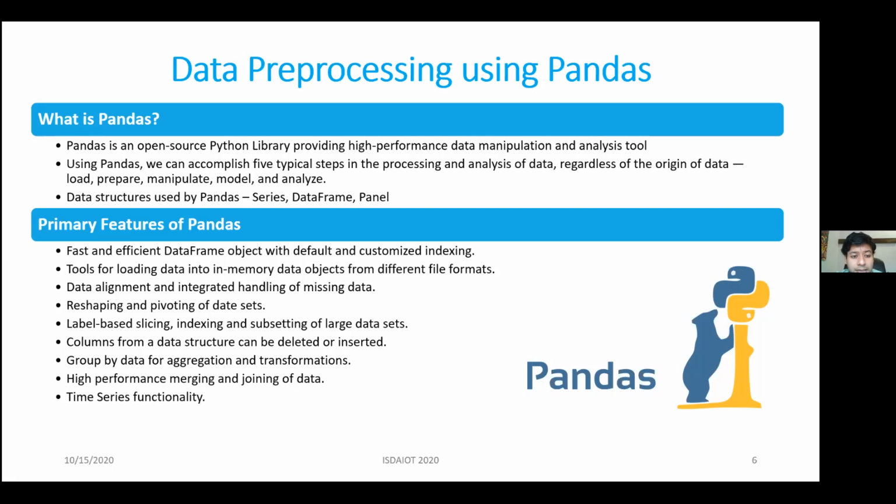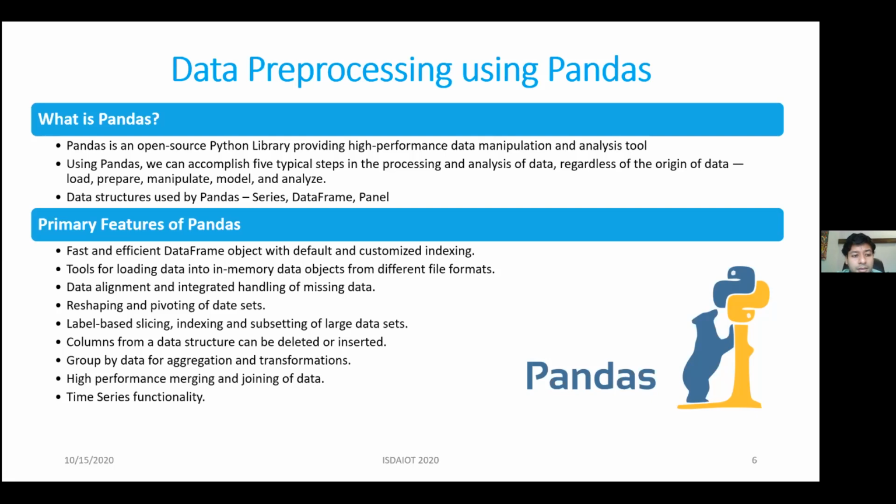Then reshaping and pivoting of data sets. Sometimes we receive data in one format, then we need to reshape the structure of the data. Say we have received a single sequence of data, for example, 1 by 10, and we can reshape this data into 2 separate arrays of 5 by 5. These kinds of things we can do by using Pandas.